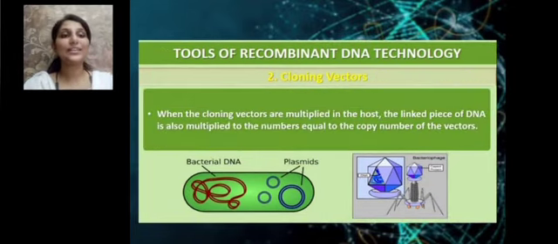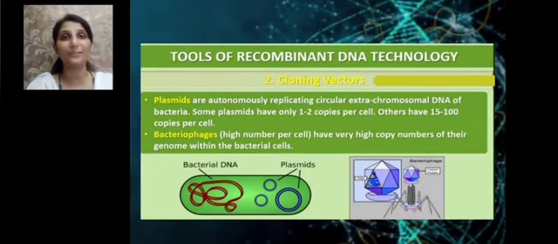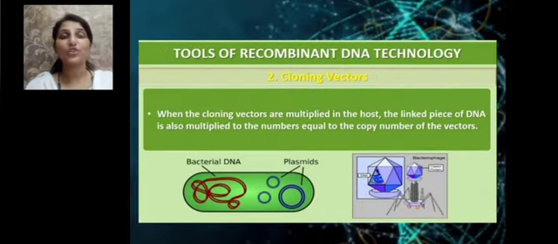When the cloning vectors are multiplied in the host, the linked piece of DNA is also multiplied to a number equal to the copy number of the vectors. Just now we talked about the copy numbers 1 to 2 or 15 to 100. So based on the copy number, the alien piece of DNA which is linked to it will also be replicated. Suppose the copy number of a plasmid is 100. So 100 copies of the linked DNA will be produced. So the copy number is a very important aspect of a cloning vector.